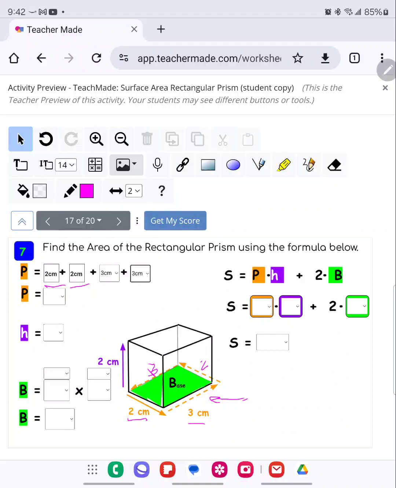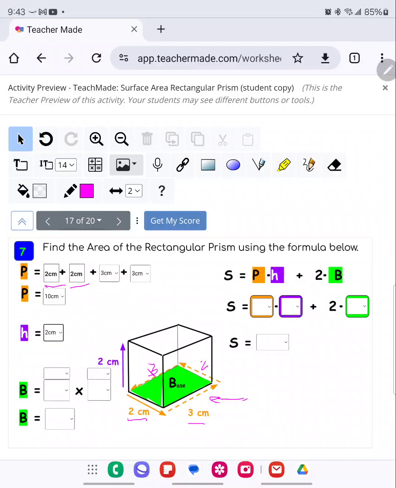So what's the perimeter around this box? 2 plus 2 is 4. 3 and 3 is 6. 4 plus 6, 10. Very good. That's the perimeter. Okay. What's the height of the box? It's purple. 2. Boom. Okay.